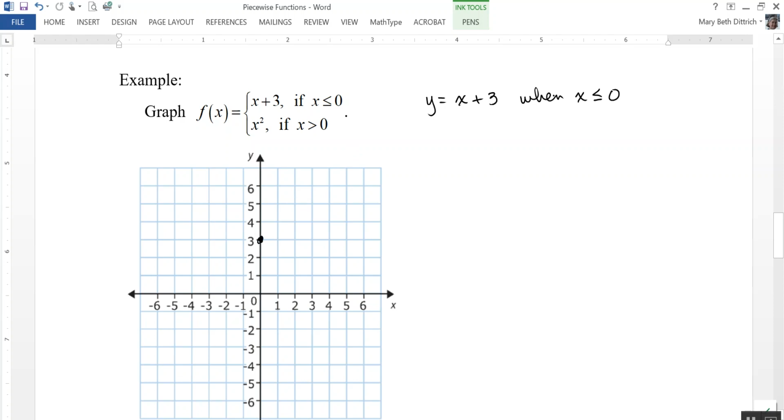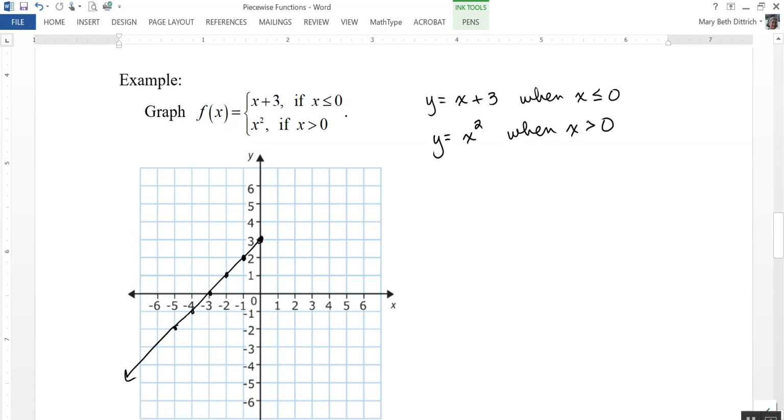And actually x can equal 0, so I do want a dot there, and I would just continue my line stopping there and continuing that way. So there's the first piece. My second piece is going to be y equals x squared when x is greater than 0.